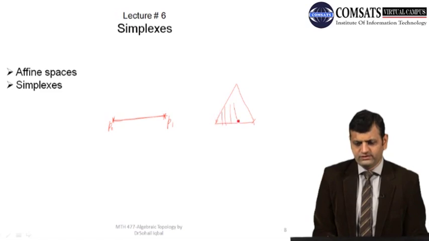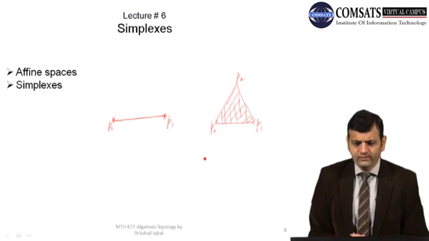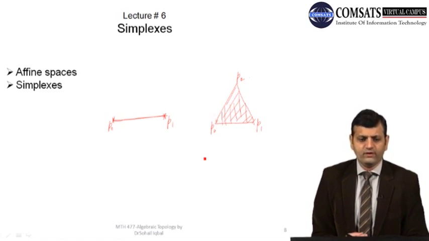This shaded 2 triangle is another simplex. Let's call it P0, P1, P2. Of course, now we know why we defined simplexes. We are going to need it to define the simplicial homology.